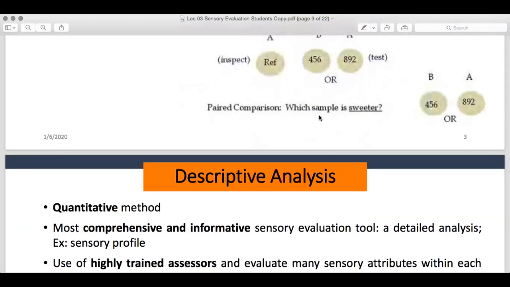And the last one we discussed, the paired comparison test. You know what a paired comparison test is? It is a type of forced method. We force the panel members to select one out of 2. There are only 2 samples, and we can perform it as a series. It means, suppose there are 10 samples.